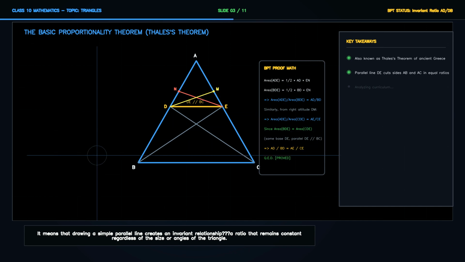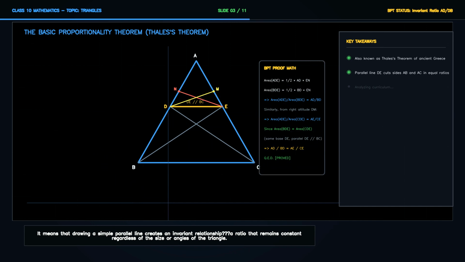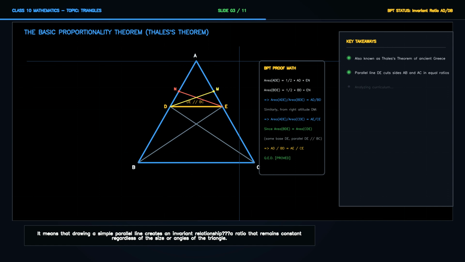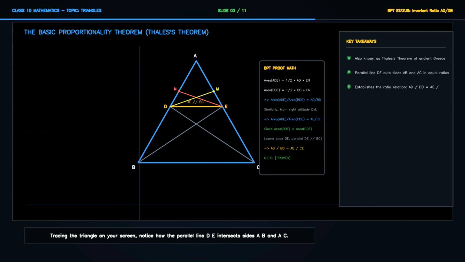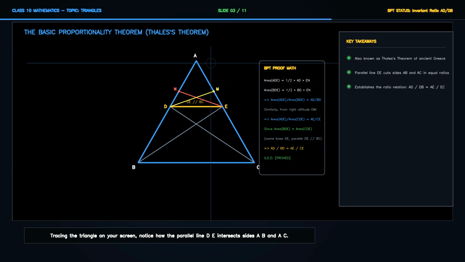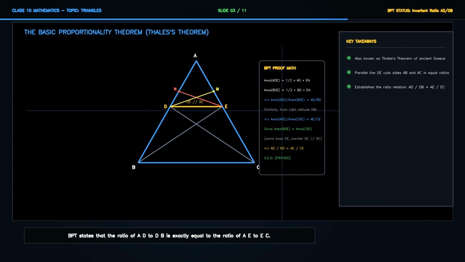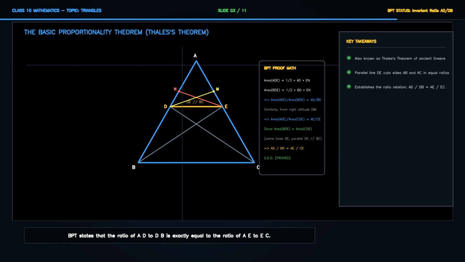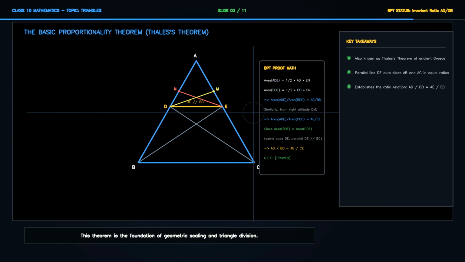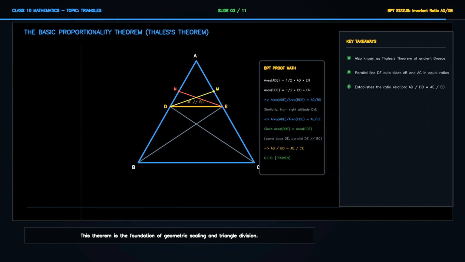It means that drawing a simple parallel line creates an invariant relationship, a ratio that remains constant regardless of the size or angles of the triangle. Tracing the triangle on your screen, notice how the parallel line DE intersects sides AB and AC. BPT states that the ratio of AD to DB is exactly equal to the ratio of AE to EC. This theorem is the foundation of geometric scaling and triangle division.